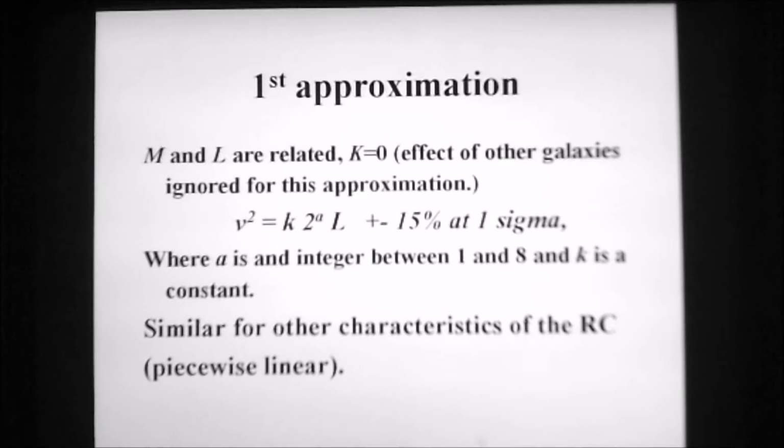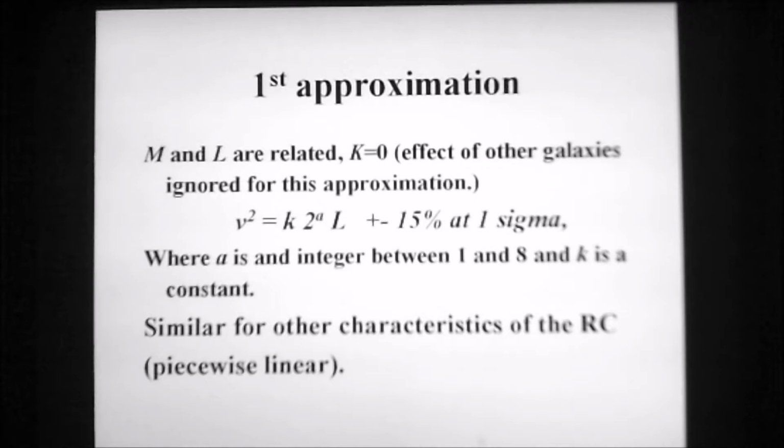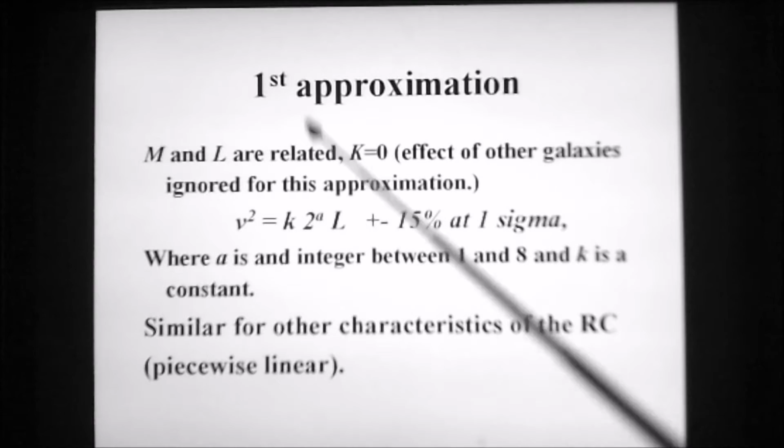In this video, we look at the first approximation, which is the first two terms of the equation, that is to say, k is 0. M and L are related, and doing the little math, we end up with this. The rotation velocity squared is proportional to the luminosity, where this is the slope of the line, and that's an integer.